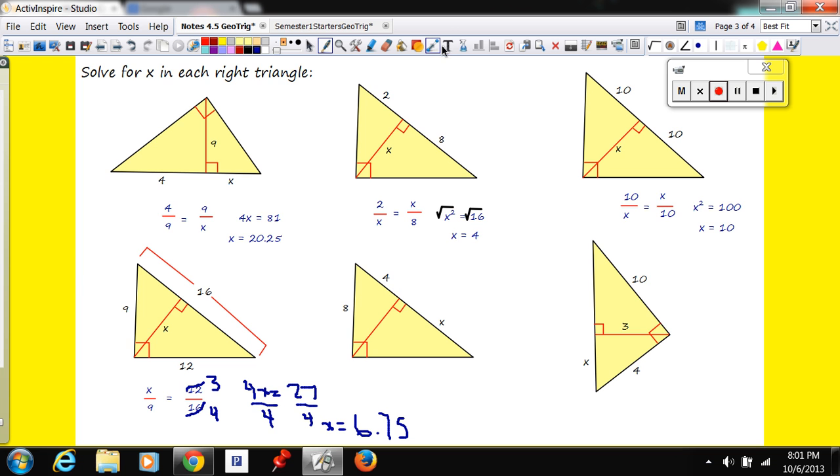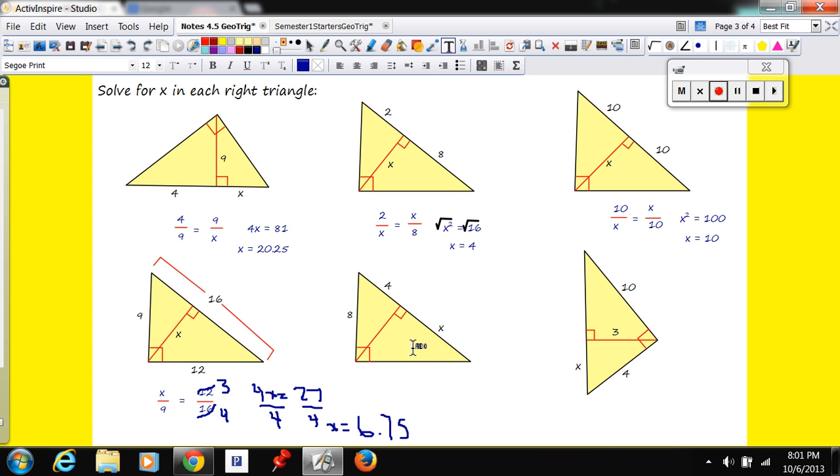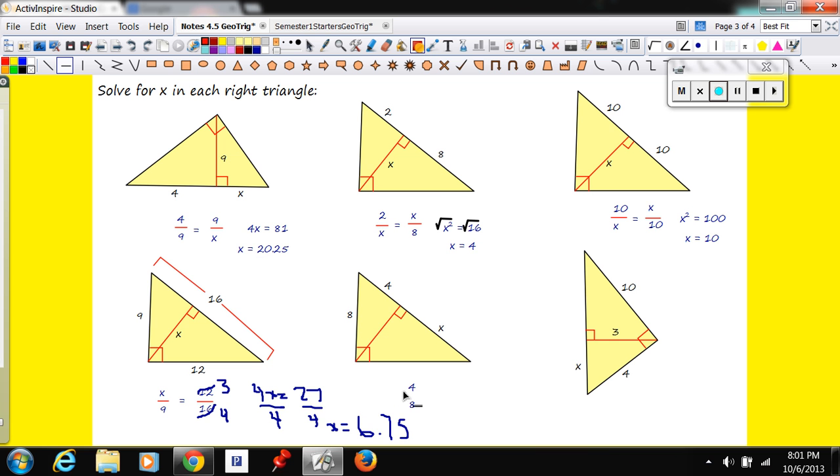Alright, try the next one, see what you think you can do there. This time we don't have the altitude to the right angle. Altitude is always at a right angle. Whenever you hear the word height or altitude, you know it's going to be at a right angle. So what we do have is a short leg and a hypotenuse. So I would put my short leg 4 over my hypotenuse 8. I'd probably reduce that to 1/2.